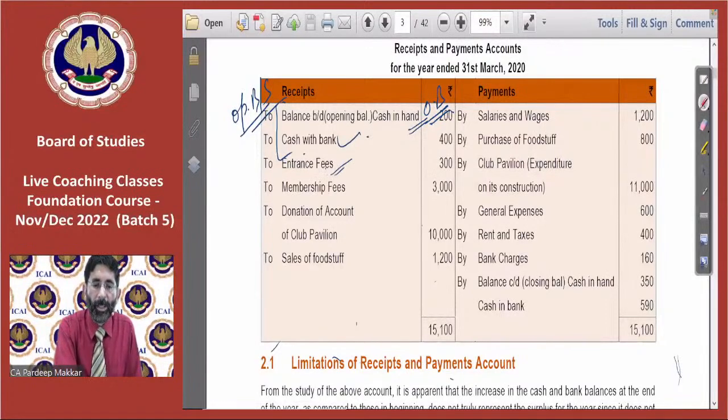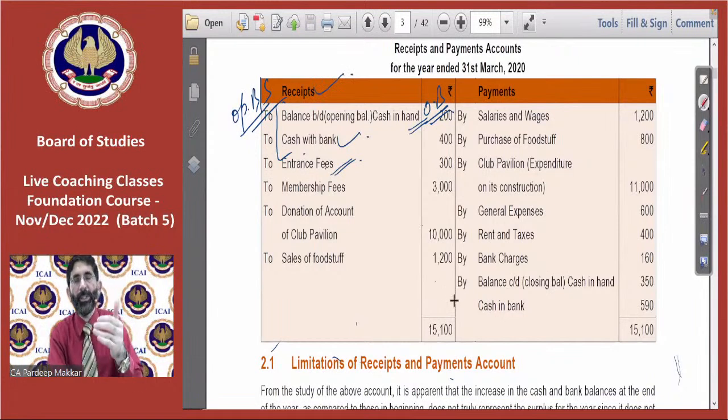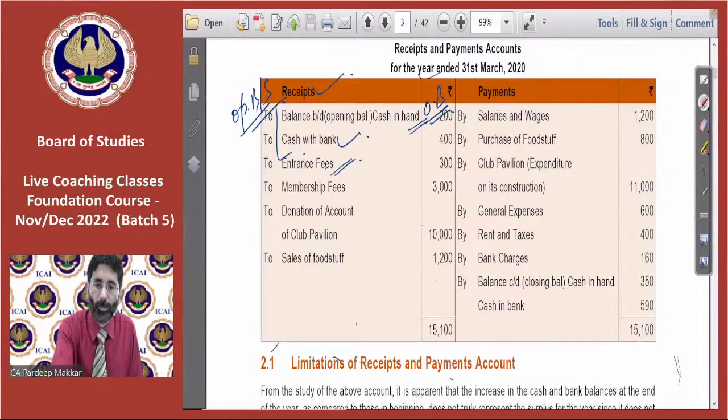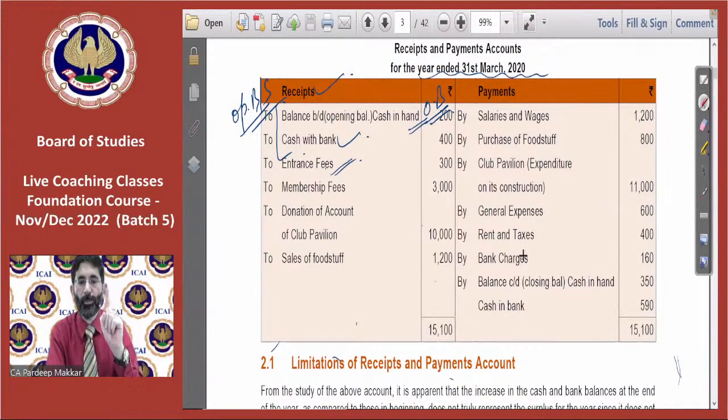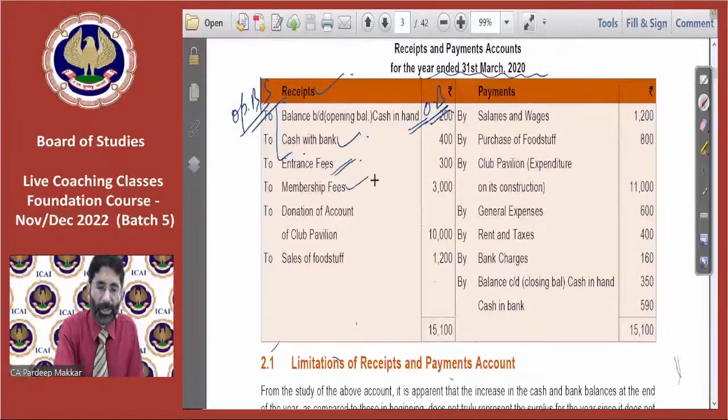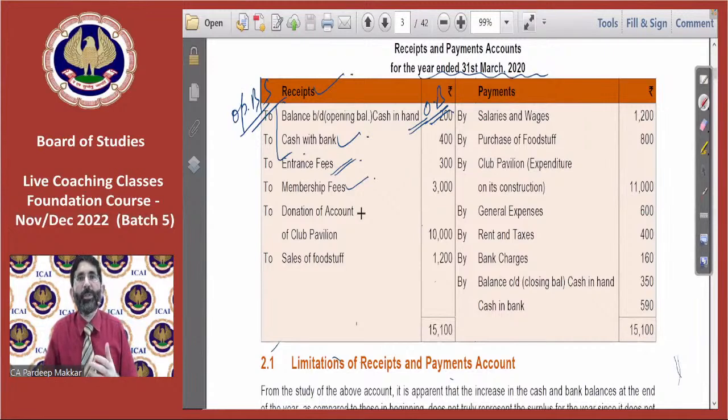Then entrance fees. These are receipts. Whatever receipts there are during the year, you have to enter here, for the full year, because this is prepared for the full year. 31st of March 2020 is mentioned here, so it is for the full year. Then membership fees. If any person is interested in becoming a member of that organization, they will charge some particular amount from them. Whatever amount you charge will be your income and your receipt.